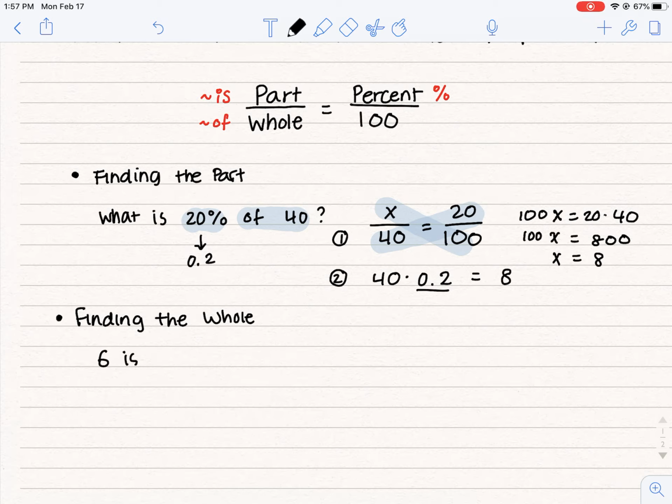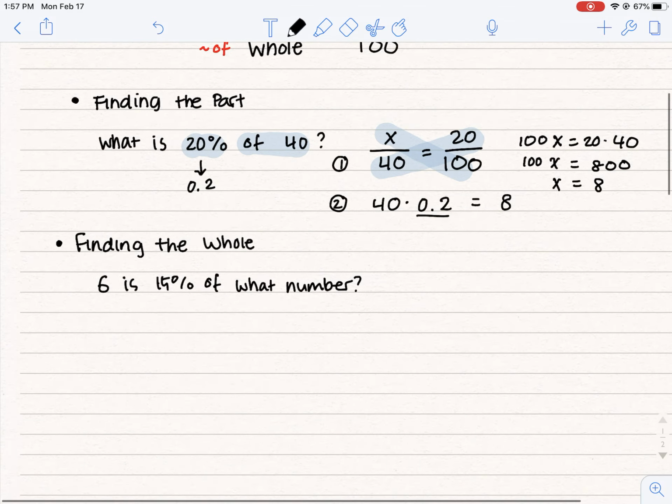6 is 15% of what number? Okay, 6 is 15% of what number? So again, if you want to use the first method, you're going to go ahead and set up the equation. And it's going to be like this. And you identify what you have.